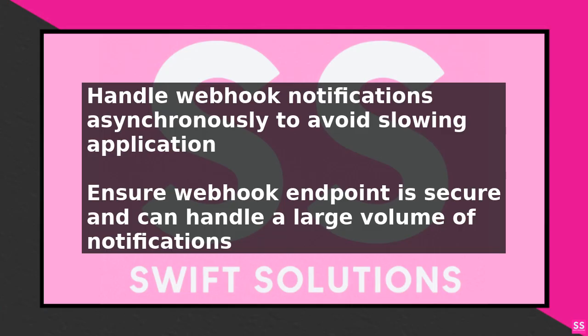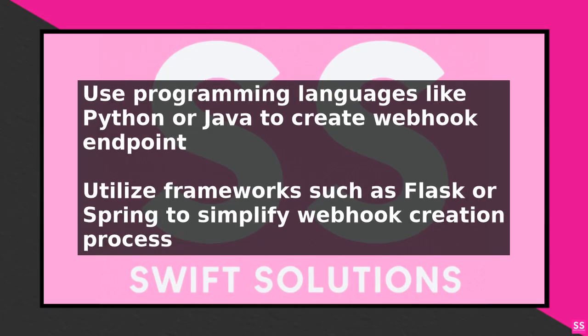Best practice is to handle webhook notifications asynchronously, so your application does not slow down while processing the events. You should also ensure that your webhook endpoint is secure and can handle a large volume of notifications. In terms of implementation, you can use a programming language such as Python or Java to create a webhook endpoint that can receive and process Bill.com API webhooks. You can also use a framework such as Flask or Spring to simplify the process of creating a webhook endpoint.